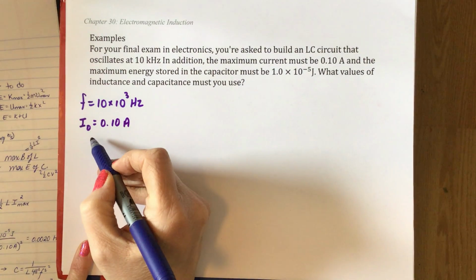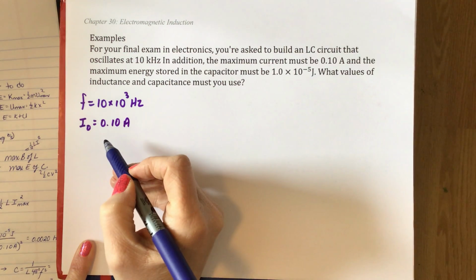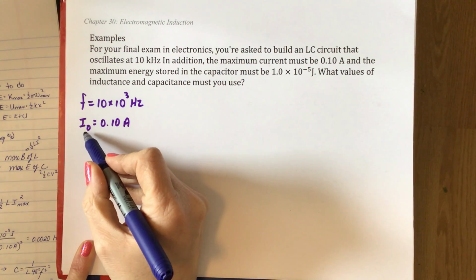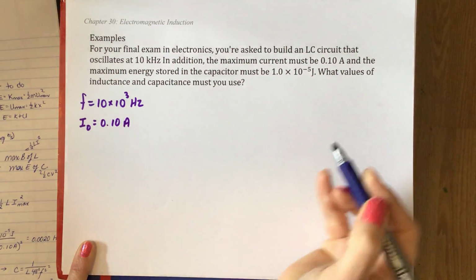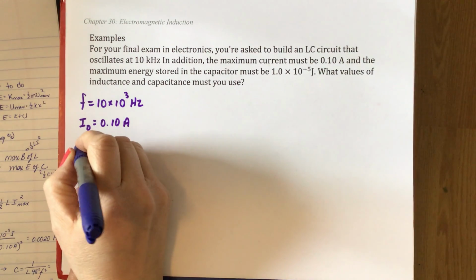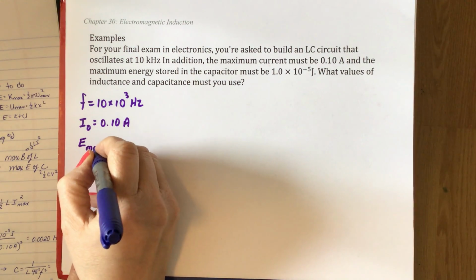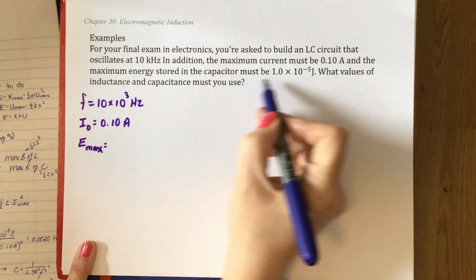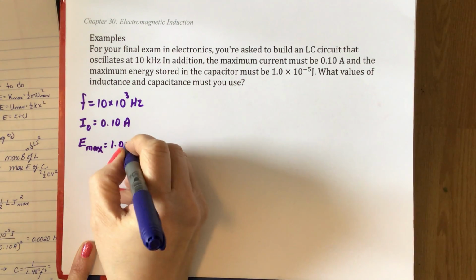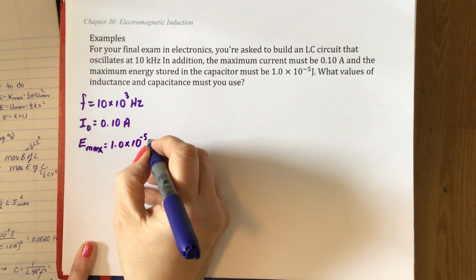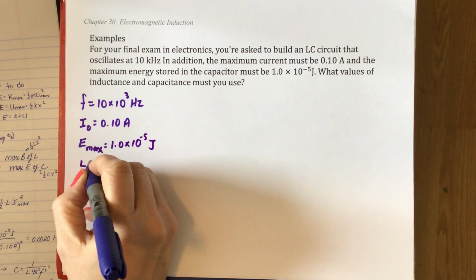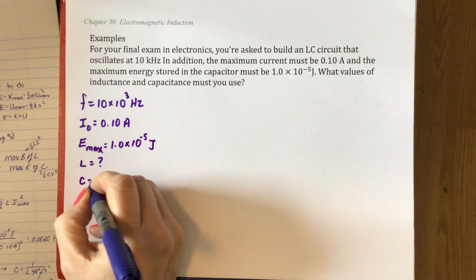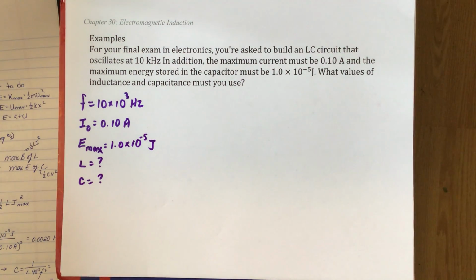What we might do with this is remember that I0 is omega times Q0. So maximum current is frequency times charge. We know that our maximum energy, I'm going to call that E maximum, is, and it's stored energy, so it's going to be a potential energy, 1 times 10 to the minus 5 joules. What we're trying to find is what is the inductance and what is the capacitance.